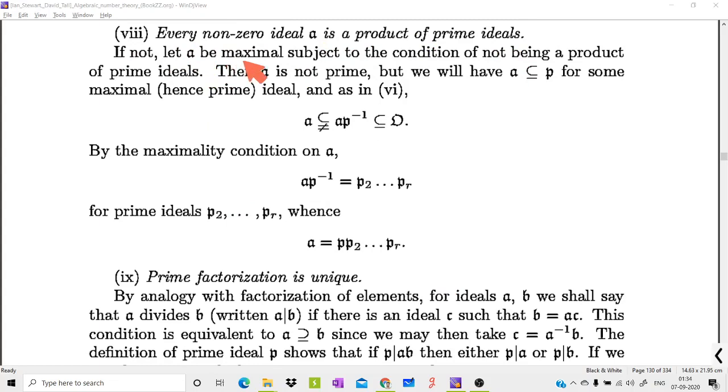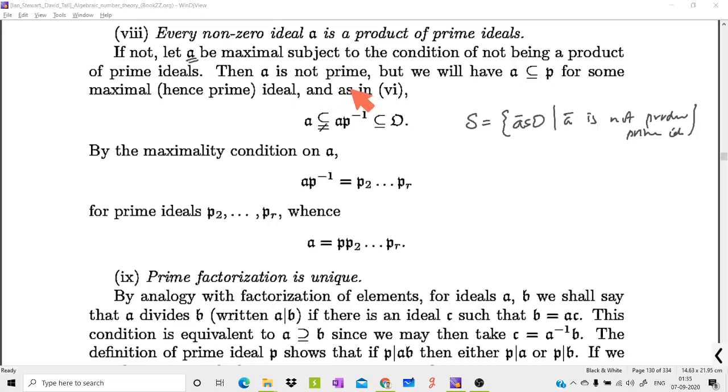If not, let A be maximal subject to the condition of not being a product of prime ideals. That means if there exists at least one ideal which cannot be written as a product of prime ideals, then collect all such ideals. A is an ideal of O, and this A is not a product of prime ideals. If this collection is non-empty, then it has a maximal element. Let A be the maximal element of that S.